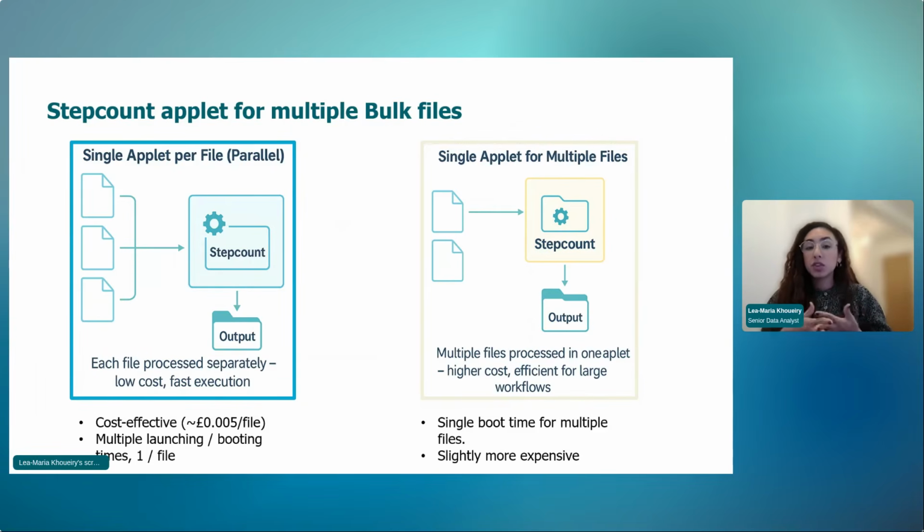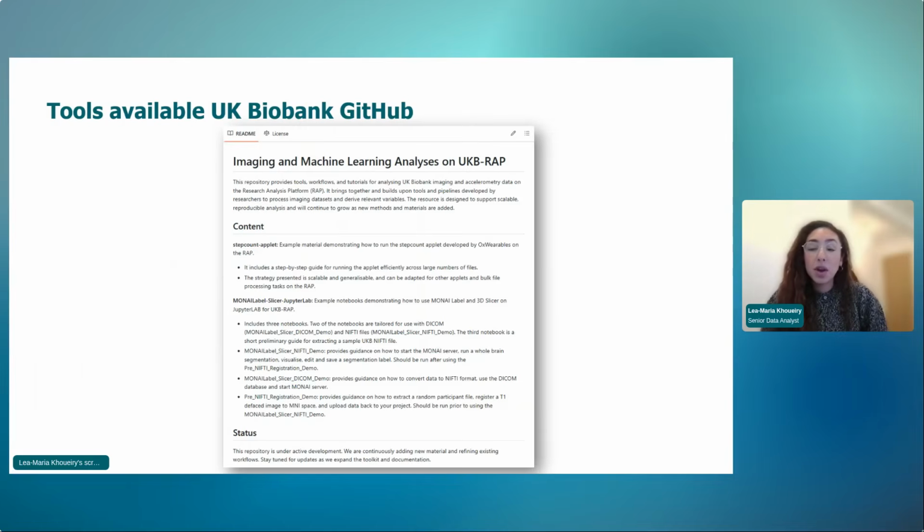These different strategies are also made available on the UK Biobank GitHub and you can access them there. These are really useful use cases that you can apply also for your own tools. So these would be good ideas for you on how you can efficiently run your tools on thousands of files. These tools are available on the GitHub in the imaging and machine learning repo.